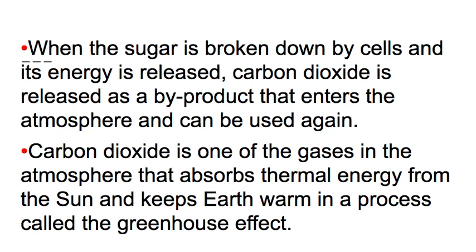When sugar is broken down by cells and its energy is released, carbon dioxide is released as a byproduct that enters the atmosphere and can be used again. So again, that's part of that carbon cycle there. So that carbon dioxide is released, and guess who takes that back in? The plant. So it's a natural thing there. That's what that byproduct means. Anytime it's breaking it down, carbon is naturally going to come out. Right. And again, like you said, that's the natural way that it works.